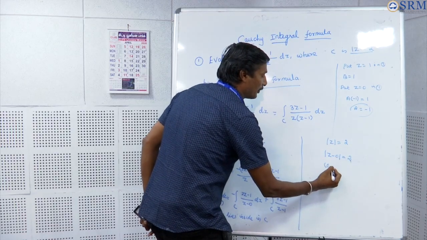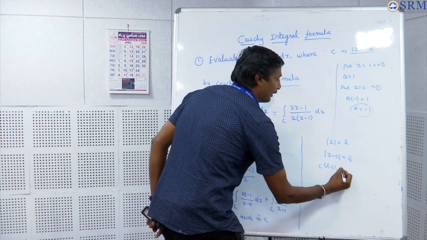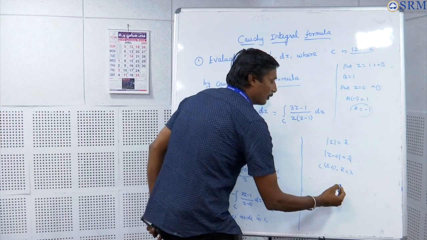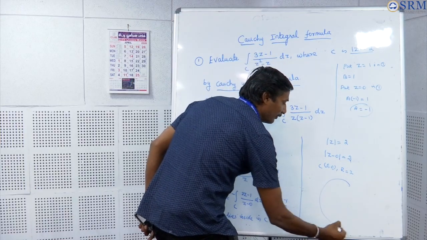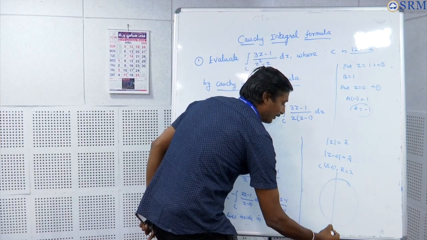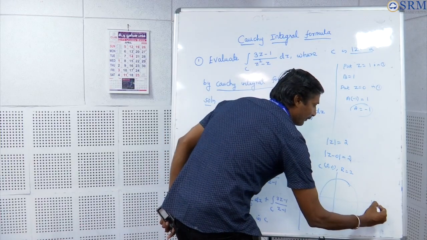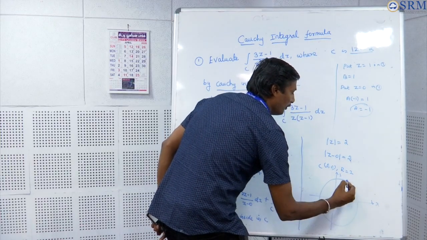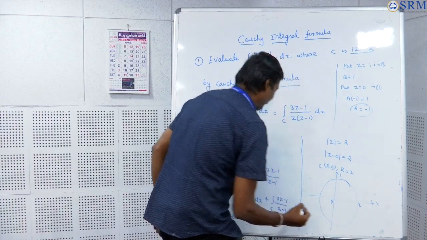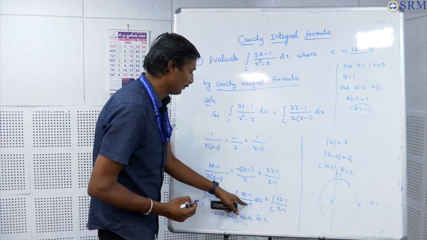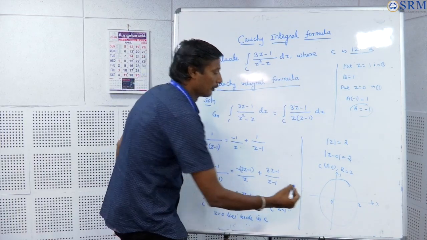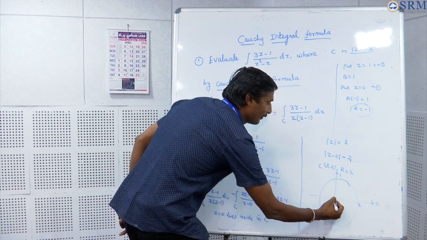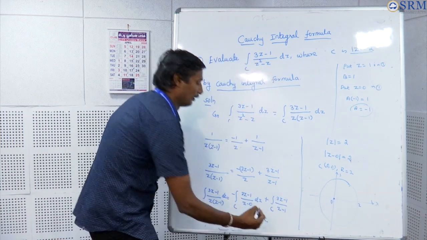About 0 comma 0 center point, radius is equal to 2. So you draw the diagrams. This is the x-axis and y-axis. Okay, this is the origin point 0, radius 2. Okay, what is our center point now? z equal to 0. So z equal to 0 point lies inside the circle.